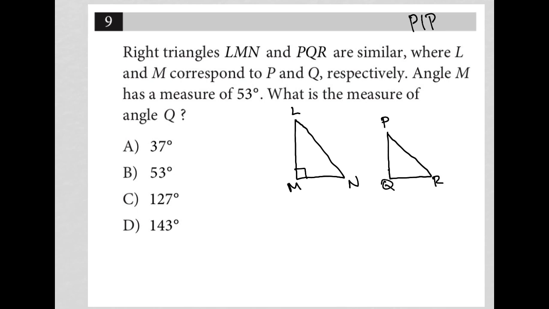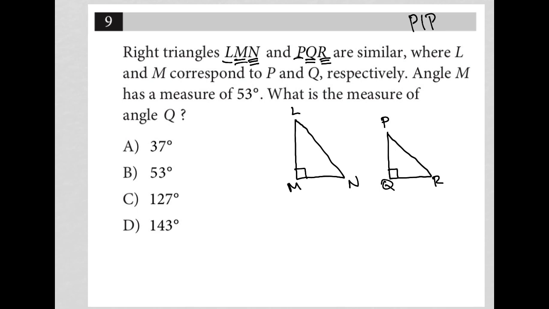PQR, right? So the order in which you label these is important. The L and the P should be in the same location. The M and the Q should be in the same location, right? They're both at the right angle. And the N and the R should be in the same location in order for these right triangles to be similar, where L and M correspond to P and Q, respectively. We got that.